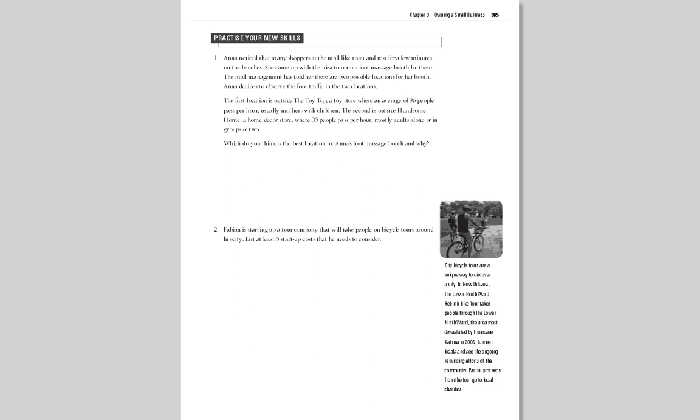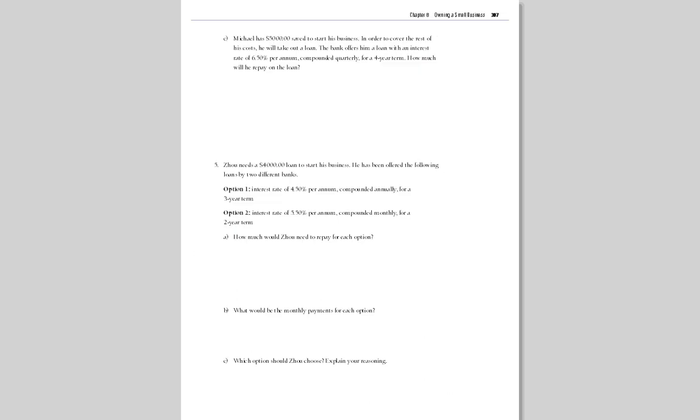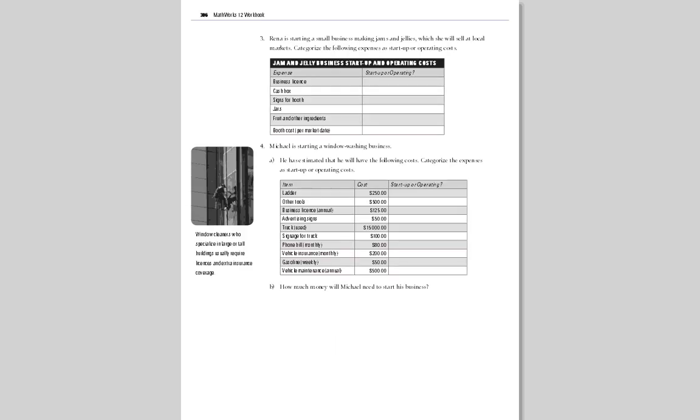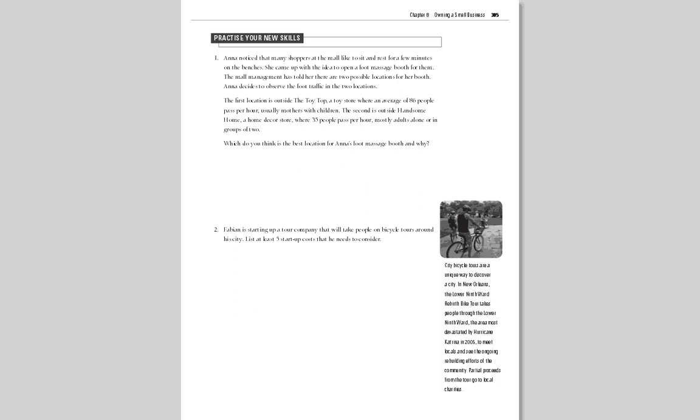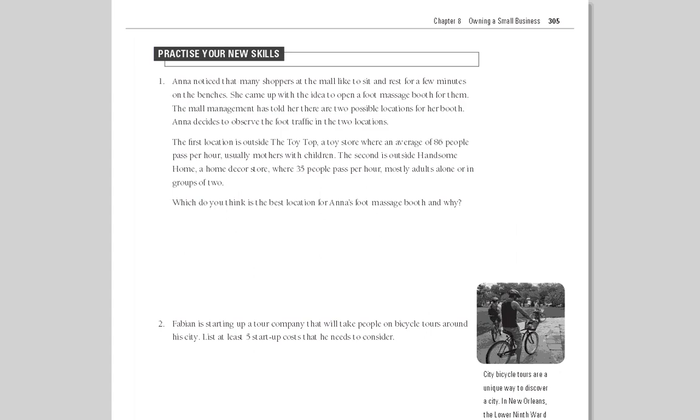Okay, so I'd like you please to do the Practice Your New Skills section starting on page 305. I believe there are 5 questions, questions 1, 2, 3, 4, and 5. Most of them you need to write a little bit of a sentence down. There's not a lot of mathy stuff. The math is pretty easy.